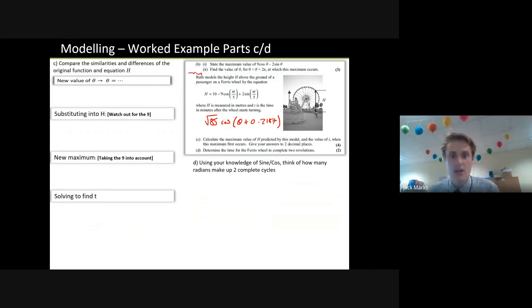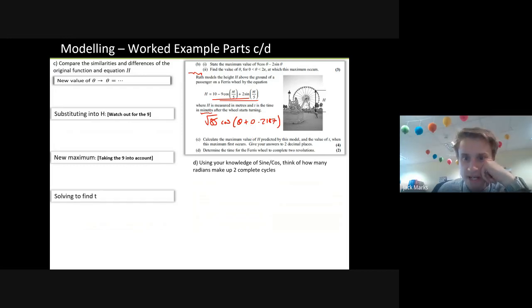Ruth models the height above the ground of a passenger on a Ferris wheel using this equation here. Now this is part C, so there must be some link to parts A and B, where height is measured in meters and t is the time in minutes. Underline that, it might be important. Calculate the maximum value of h predicted by the model and when this first happens.